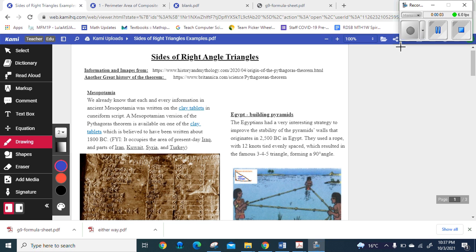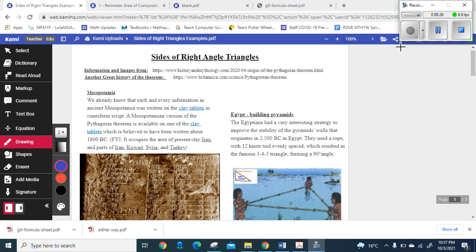The relationship of the three sides of right angle triangles is a pretty impressive relationship. It's a fairly simple one, and it's been around for thousands of years. So we can go back to Mesopotamia, around 1800 BC, somewhere around there, where we have clay tablets that have the Mesopotamian version of the Pythagorean theorem on it.